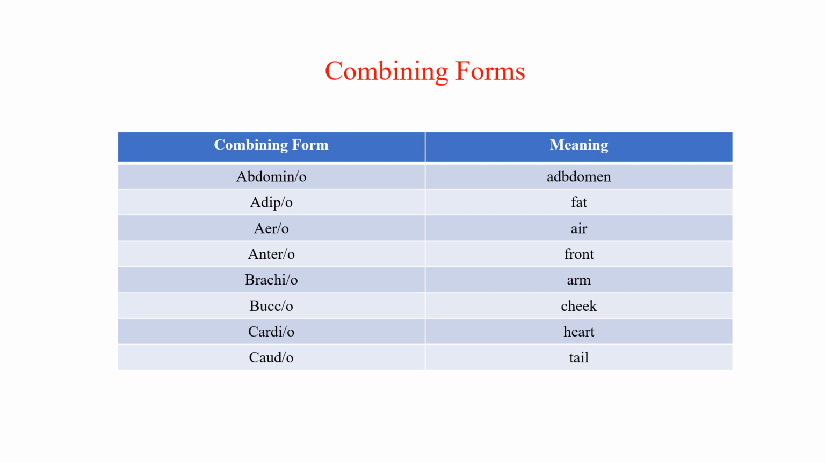There are a number of combining forms commonly used when discussing body organization. Let's see some examples. Abdomino means abdomen, adipo fat, aero air, antero means front. An example of a term using combining form antero is anterior, which means pertaining to the front. Brachio arm, bucco means cheek, cardio heart, caudo tail.